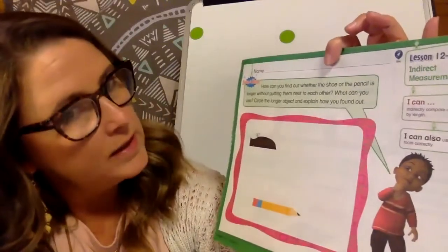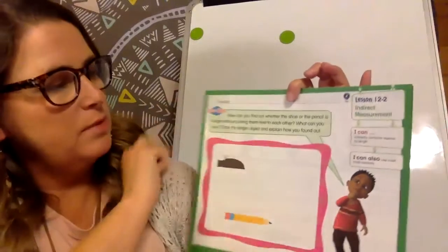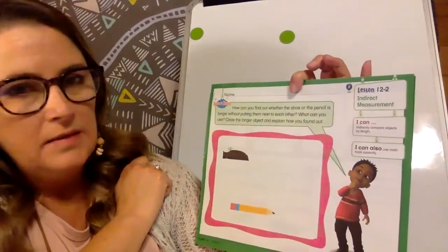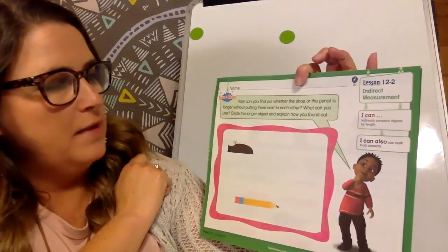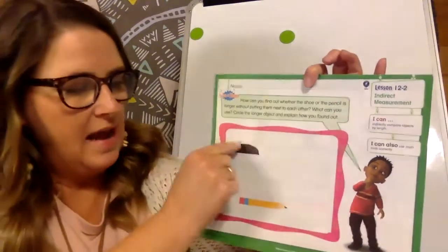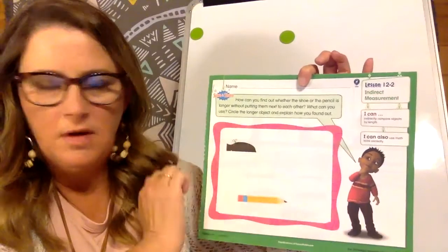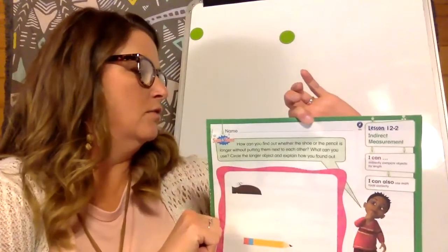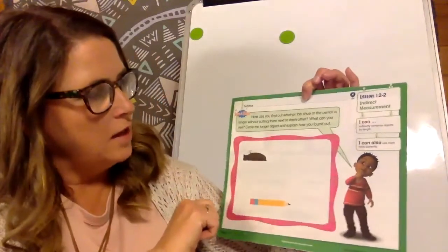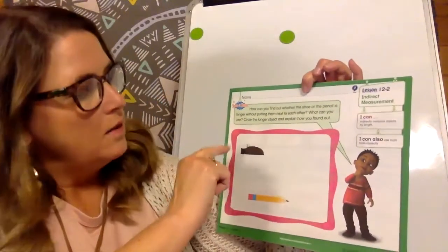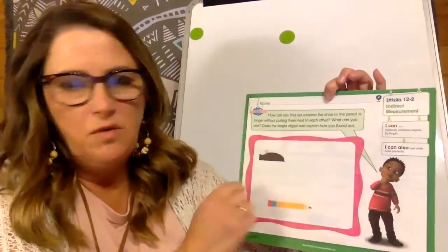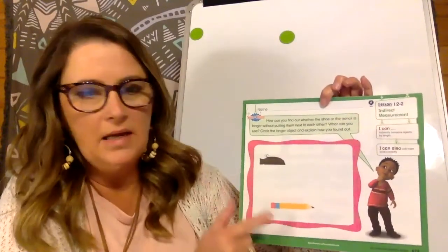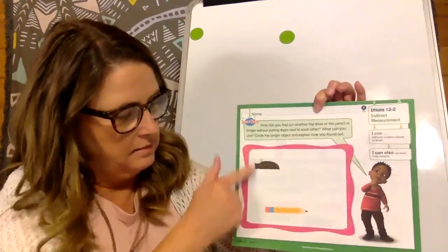Okay, so if we look at our little green speech bubble here, it says, how can you find out whether the shoe or the pencil is longer without putting them next to each other? So we can't pick them up and move them. They're on our paper. They are not lined up directly with each other. So there's no way we could just look at that and say, well, I know the pencil's longer, because the pencil doesn't start at the same place as the shoe.